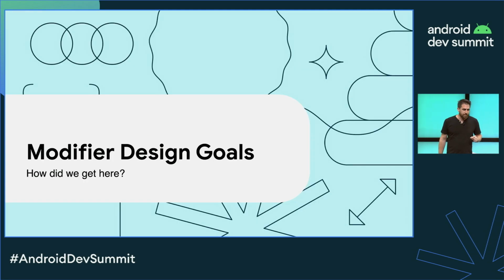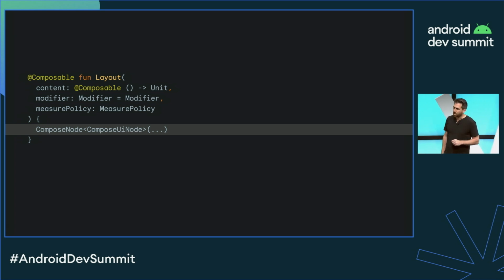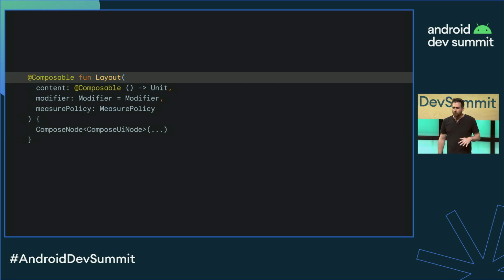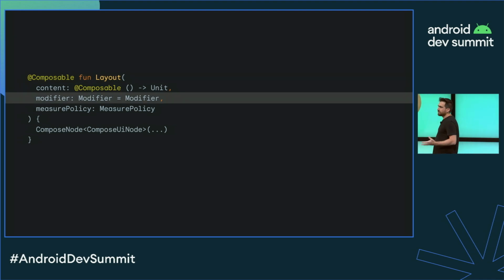So first, let's talk about how we got to the current modifier design and what was considered along the way. So first and foremost, Compose was built to manage trees. And in Compose UI, the nodes of this tree are described by an interface called Compose UI node. We often refer to these as layouts or layout nodes, since in Compose UI, the only way to create them is through the layout composable. And as we can see here, modifier is one of the parameters that layout accepts.